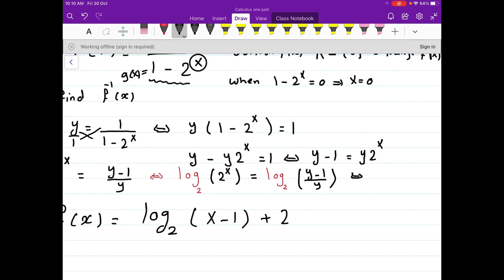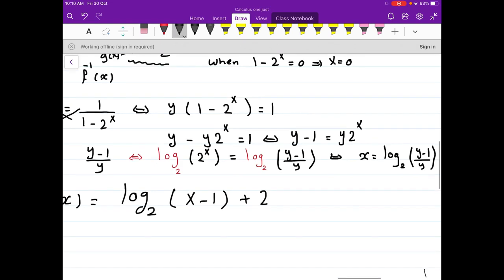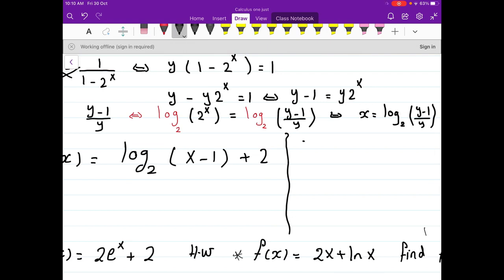So this is equivalent to x equals log base 2 of (y minus 1) over y. So what is f inverse(x)? We get f inverse(x) equals log base 2 of (x minus 1) over x.